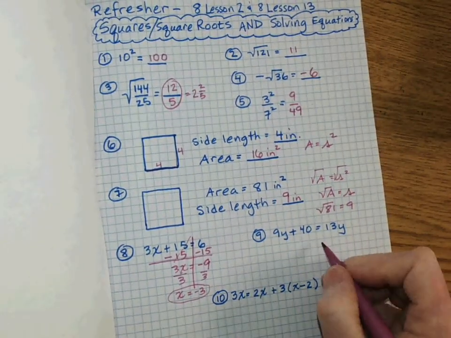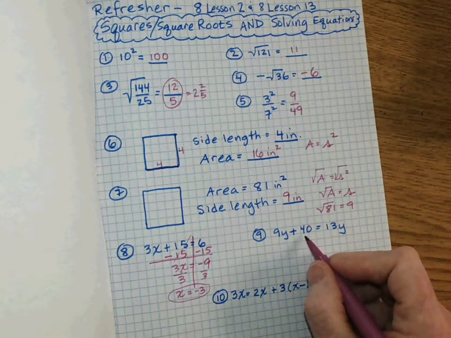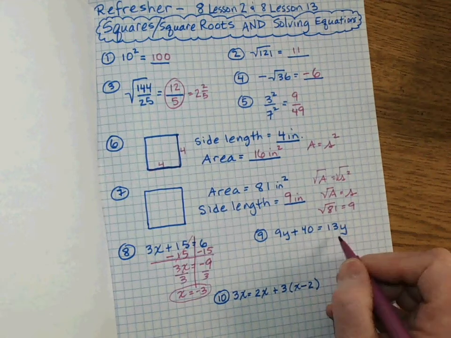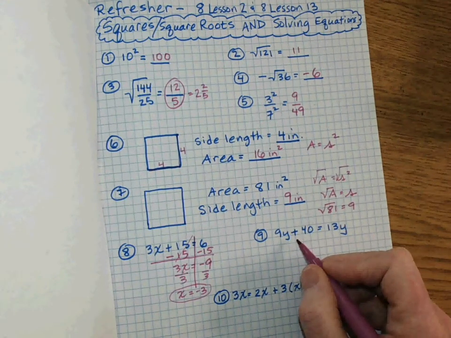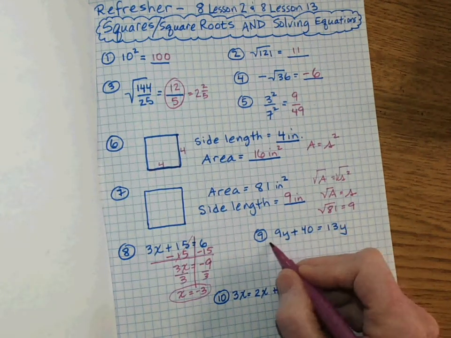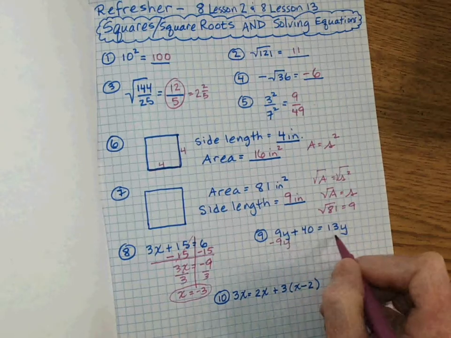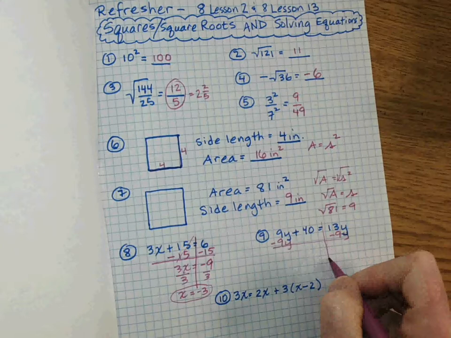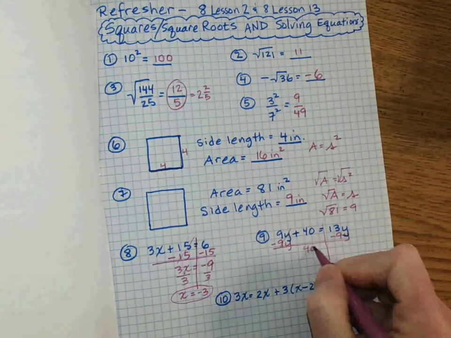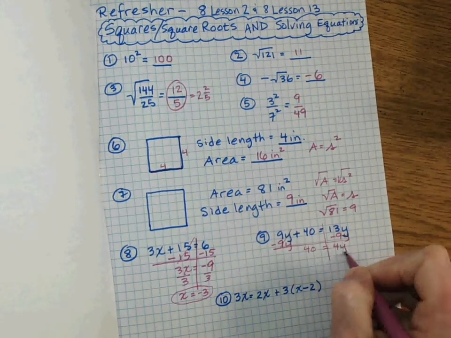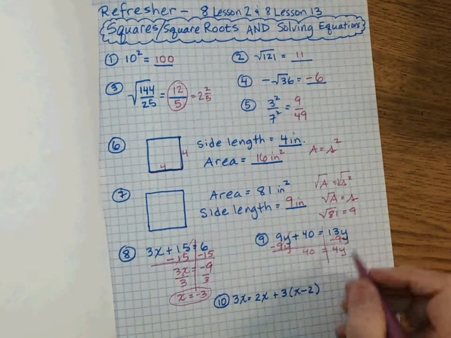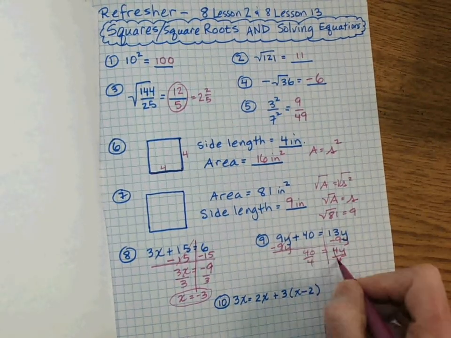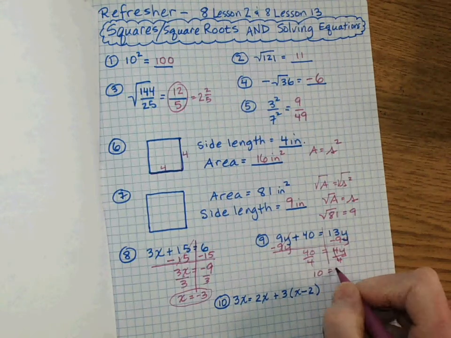In this problem, my first instinct would be to subtract 40, but I realize I have y's on both sides, and I need to move the variable. So I am going to subtract 9y, so we get the variable to one side. I then end up with 40 equals 4y. My final step would be the inverse of multiplying, which is dividing by 4. I end up with 10 equals y.